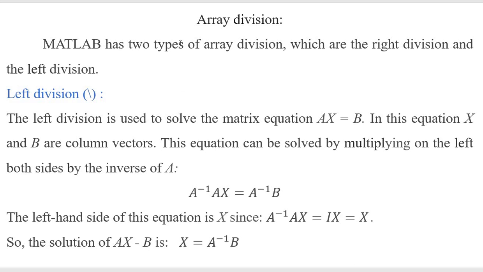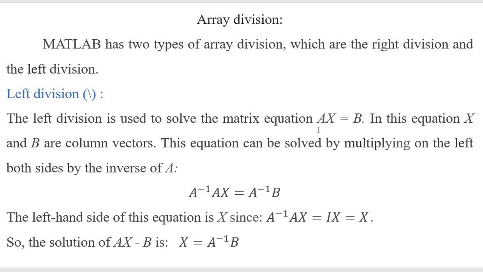Next, array division. There are two types of division: one is left division, and the other is right division. What is the left division? The left division is used to solve the matrix equation Ax equal to B. In this equation, X and B are column vectors. This equation can be solved by multiplying on the left both sides by the inverse of A. That is, in Ax equal to B, on both sides we multiply with A inverse.